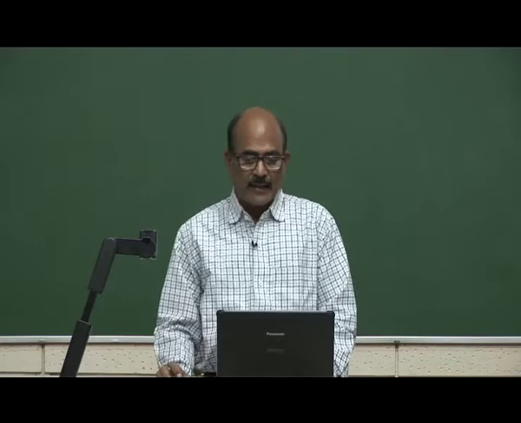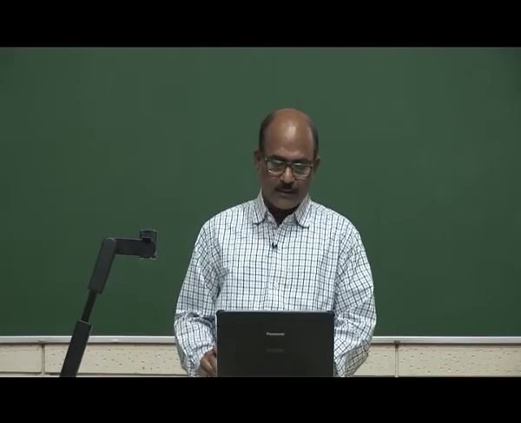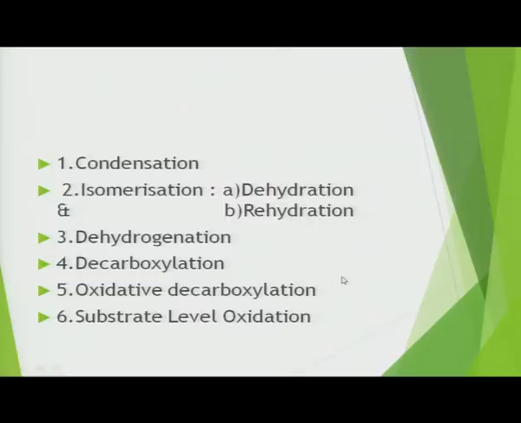In the Krebs cycle, the first step is called condensation, which I have already discussed. In the condensation process, the acetyl coenzyme combines with the oxaloacetic acid and forms citric acid. Now, the second process is called isomerization. In this isomerization, two processes are involved, called dehydration and rehydration. In the dehydration process, there is the removal of water, and in the rehydration process, there is the addition of water.